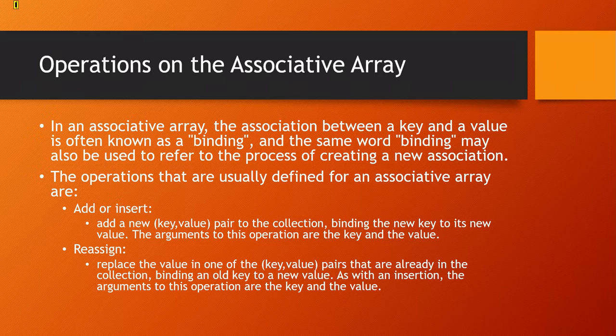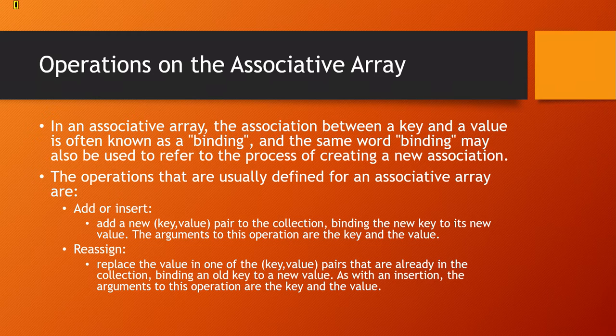Moving on to the next slide, we have various operations which could be performed on the associative array. In an associative array, the association between a key and a value is often known as the binding. So the key and value are basically bound. The same word binding may also be used to refer to the process of creating a new association. So a key and its value could be termed as bound, or the process is known as binding as far as the associative array is concerned.